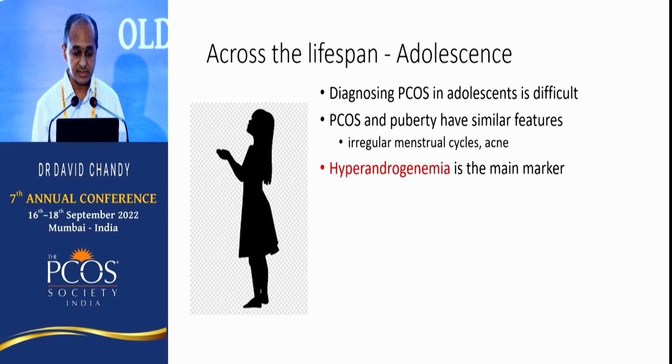In adolescence, like we have discussed earlier, it's a difficult condition to diagnose because there's a lot of overlap between the normal hormonal changes of adolescence and puberty and PCOS. The symptoms of irregular menstrual cycles and acne are quite similar. As we have discussed earlier, the ultrasonographic features are not easy to make out in adolescence. They overlap a lot. Hyperandrogenemia is a classical feature which helps us.